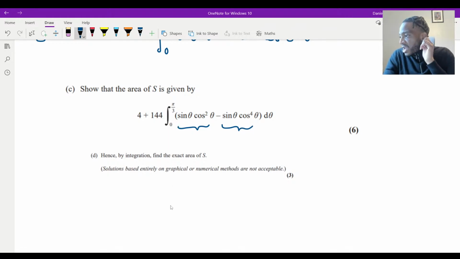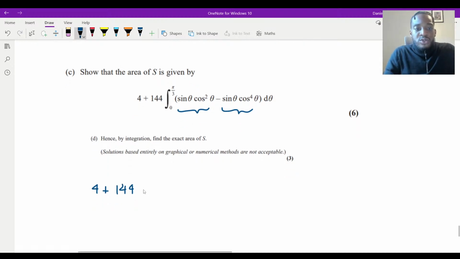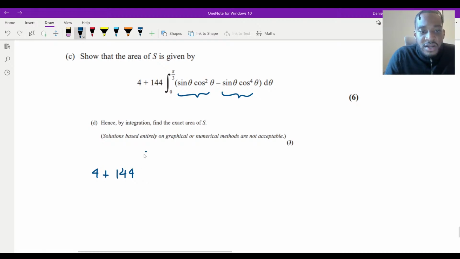I actually did this before, but this one I'm going to do bit by bit. So for example, it's going to be 4 plus 144, and I'm going to put a big bracket on like this. And I'm going to work this out separately. So I'll just do that and write it like that.